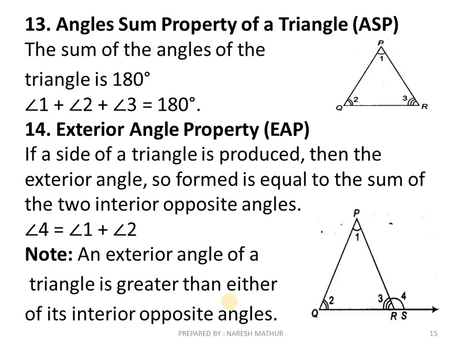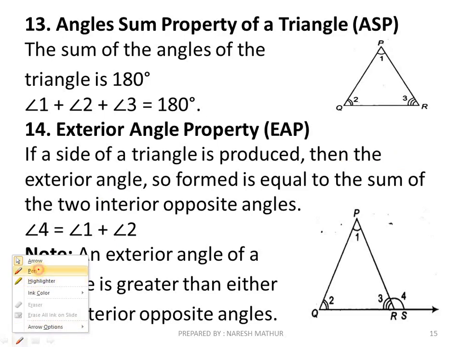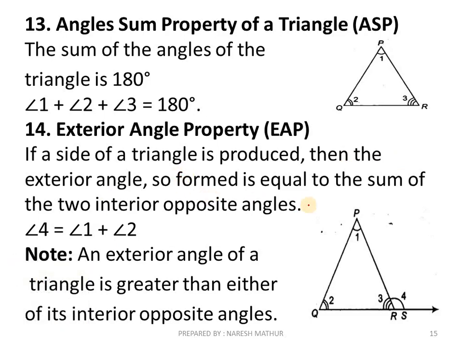And the next one is the exterior angle property. The exterior angle property says if a side of a triangle is produced, then the exterior angle, here angle 4 is an exterior angle, is equal to the sum of the 2 interior opposite angles. It means angle 4 equals angle 1 plus angle 2. And an exterior angle is always greater than either of its interior opposite angles. It means angle 4 will be greater than angle 1 and angle 4 will be greater than angle 2 as well.